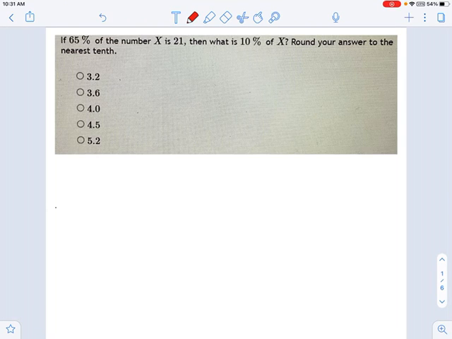If 65% of the number x is 21, then what is 10% of x? Well, let's break this down because there's actually a couple things we don't know here. First of all, I don't know what x is, and I certainly don't know what 10% of x is.